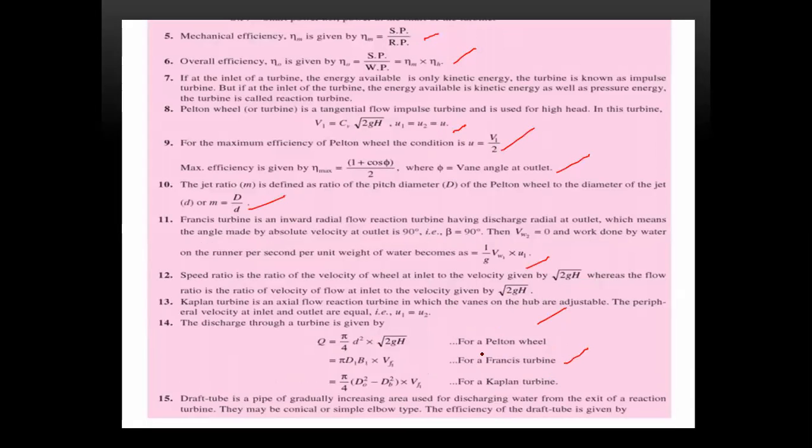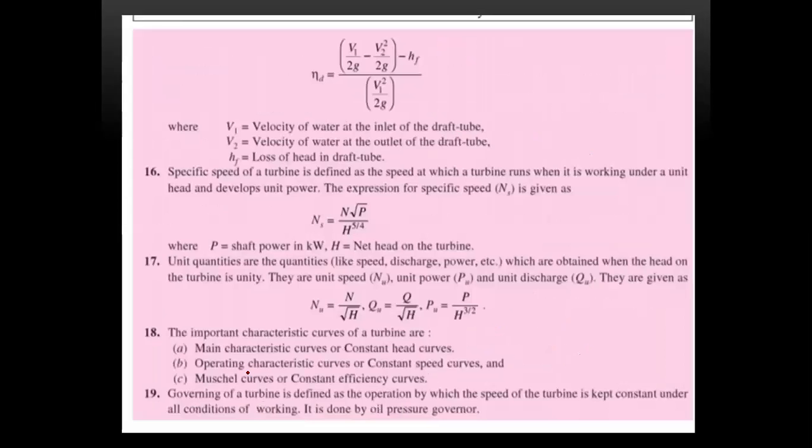What is a draft tube? It is generally used for increasing the area for discharging the water from the exit of the reaction turbine. Right? So this is the formula for the draft tube. Yes, the draft tube formula.